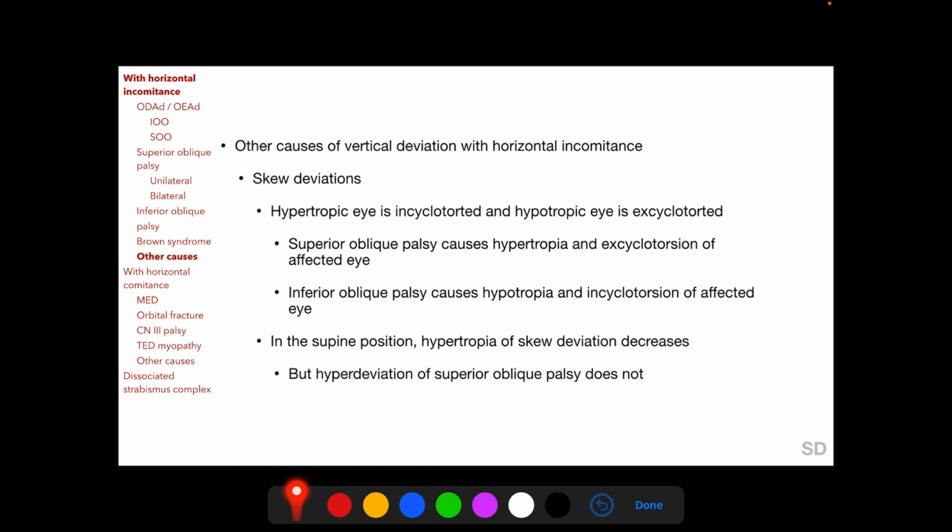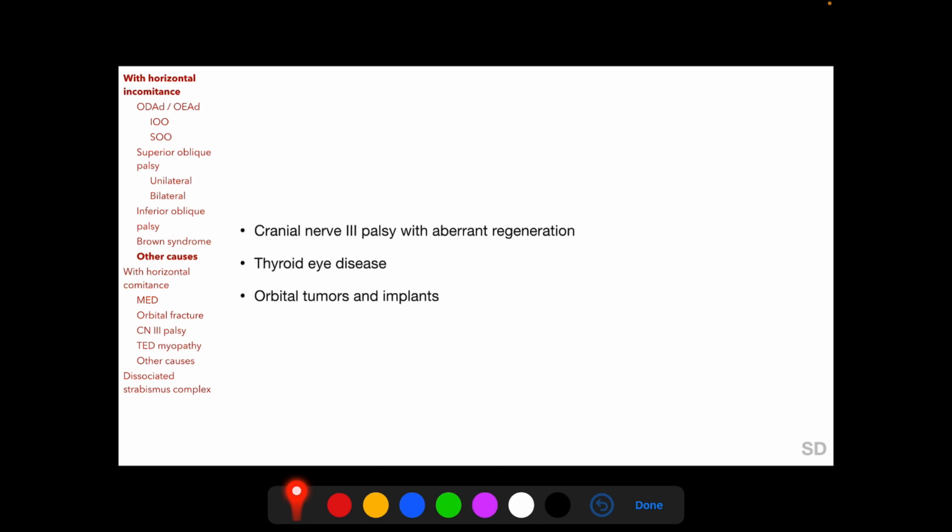And when a patient with horizontally incomitant vertical deviation is made to lie in the supine position, the vertical strabismus of skew deviation decreases because of altered vestibular inputs, but the vertical deviation of oblique muscle palsies does not disappear. Other causes of horizontally incomitant vertical strabismus include third cranial nerve palsy with aberrant regeneration, thyroid eye disease, and orbital tumors and implants. But all of these can also cause a horizontally comitant vertical strabismus more commonly, and so we'll discuss these entities in the next session.